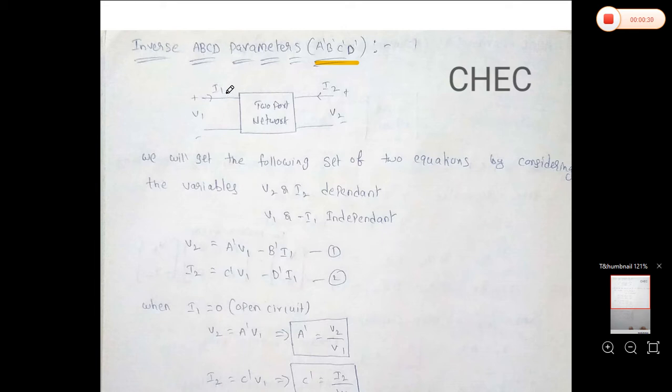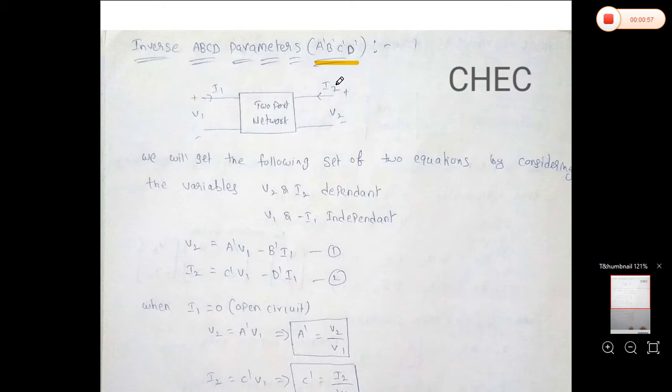Coming to the representation of the two-port network, it is the same for all the parameters. This is the input port and this is the output port. This is the network, that is, the two-port network. The input port has the parameters v1 and i1, and the output port has v2 and i2. These are the variables, v1, i1 and v2, i2, right?